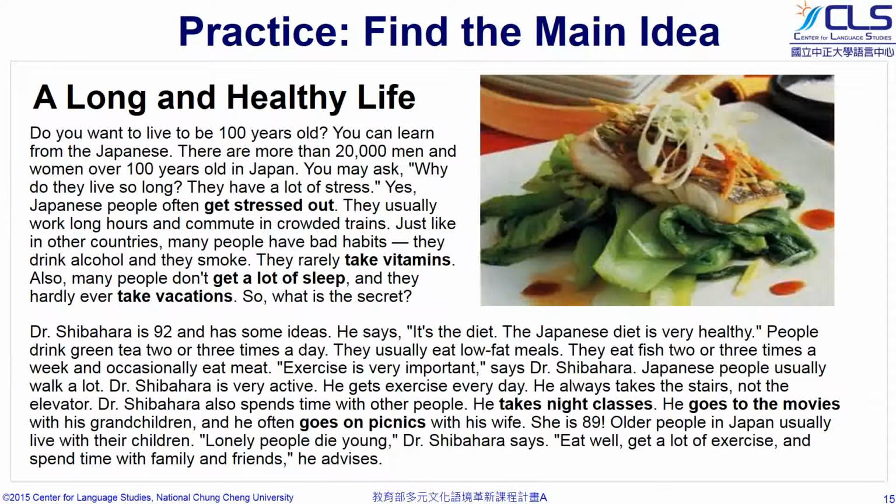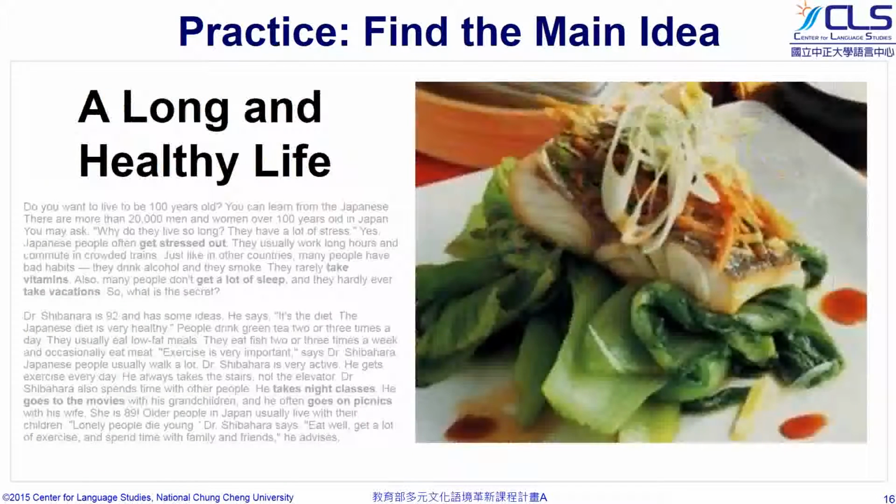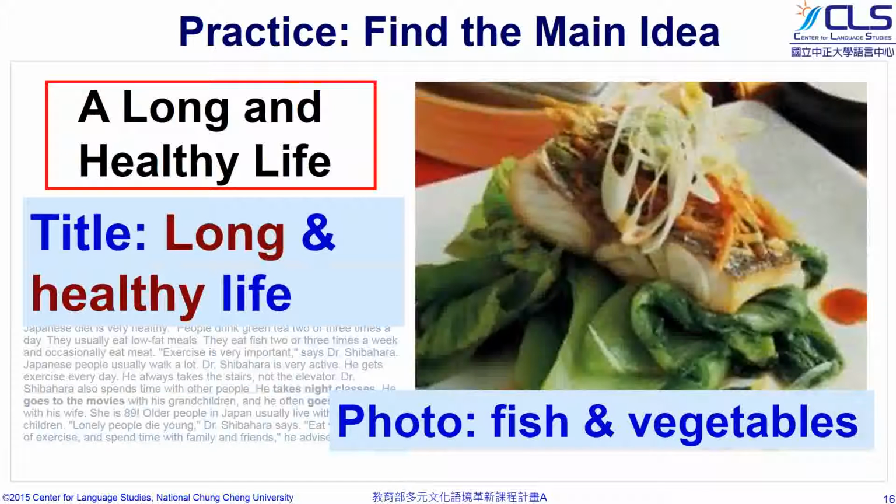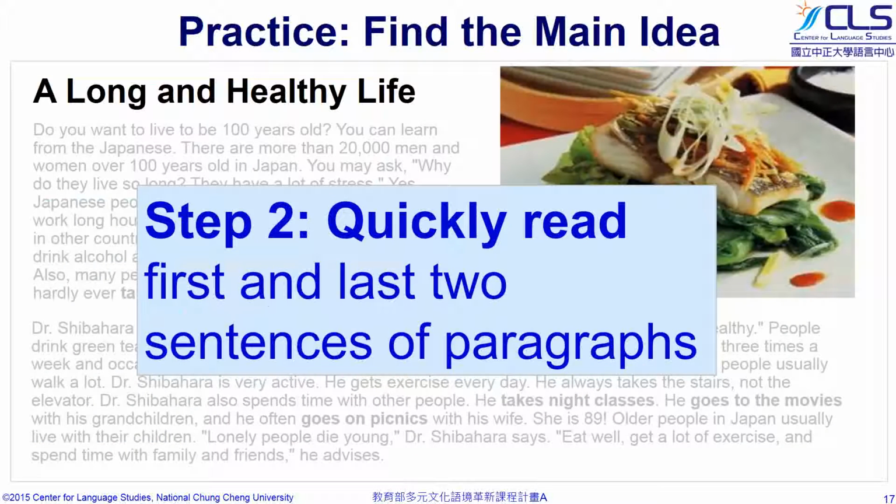Look at the title and the picture first. From the title and the picture, we can guess this reading is about how diets lead to a long and healthy life. Then, read the first and the last two sentences in each paragraph quickly.